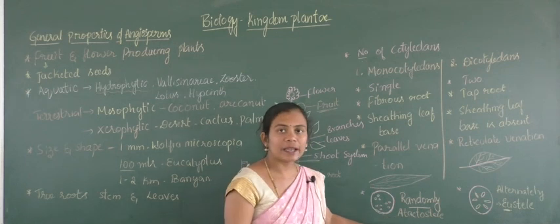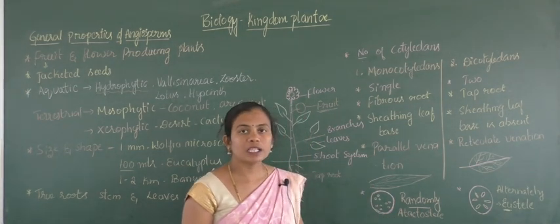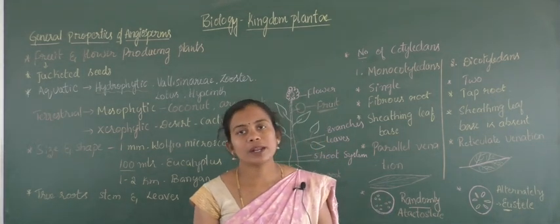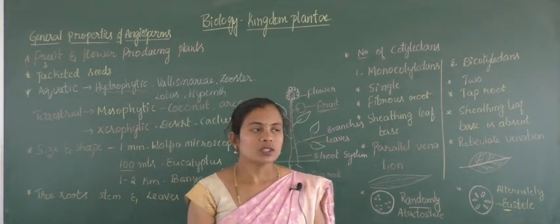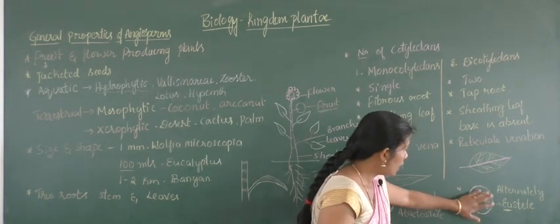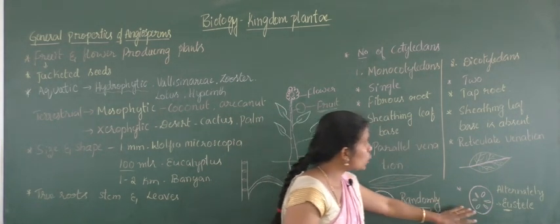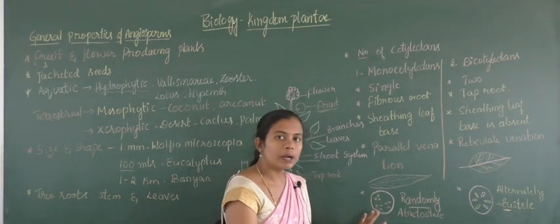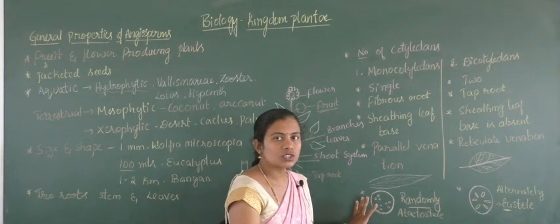Here it is atactostele. When you conduct the experiment of the transverse section of a stem and root, you can analyze the structure in detail. So till then, just keep it in mind, atactostele and eustele. And these are the vascular bundles arranged alternately, and here it is a random arrangement of vascular bundles. This is an anatomical structure.